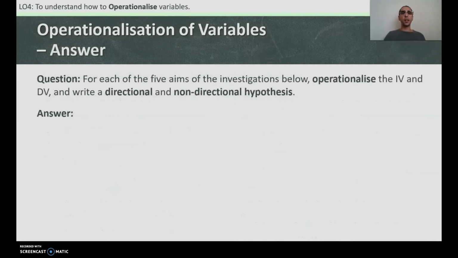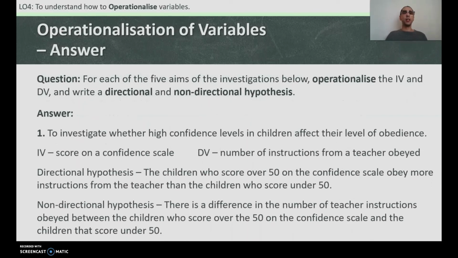Let's have a look at what I got for the answer. Number 1. To investigate whether high confidence levels in children affect their levels of obedience. So the IV is the score on a confidence scale. I said a questionnaire could be a confidence scale. The DV is the number of instructions from a teacher obeyed. So it could be anything. You could make your own way of measuring or operationalizing the dependent variable.